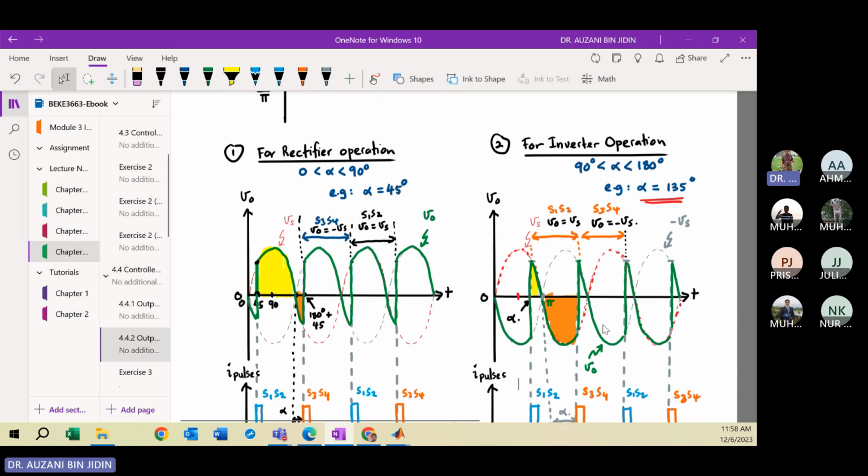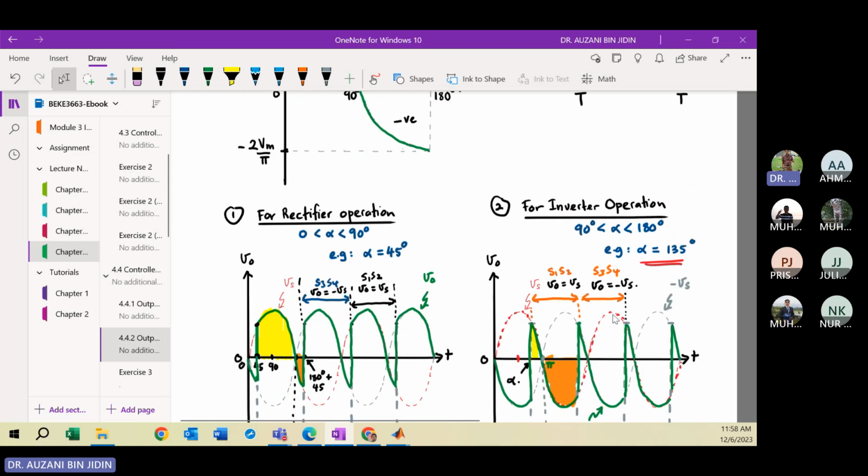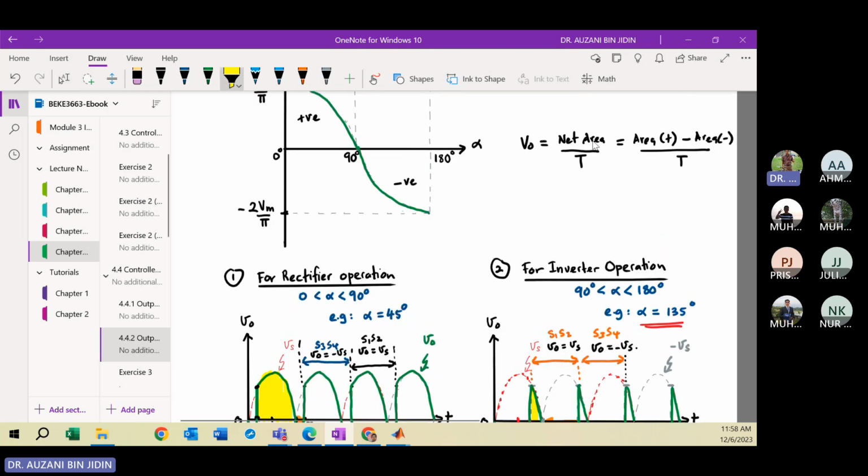In order to calculate the DC component of the output, you need to get the net area. The net area is the difference between the positive area and the negative area. The positive area now is smaller than the negative area, so your net area will be negative. When your net area is negative, the output voltage value is negative. Okay?